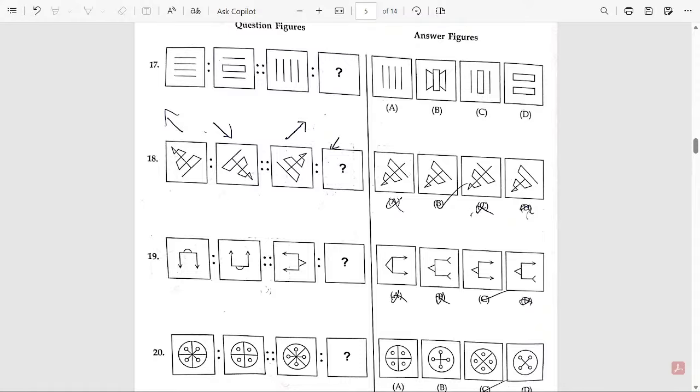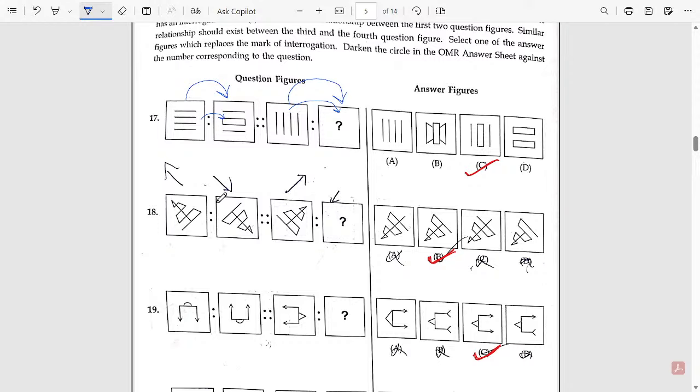Okay, so hello students. Now let us see the next topic we are studying, that is figure analogy. In figure analogy, we have to see the relation and then we'll get the answer. In the 18th question, this is diagonal, and in the opposite direction it is rotated. So if it is rotated in the opposite direction, the answer will be 18th B.